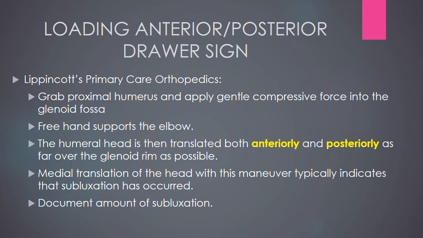Now, with this maneuver, with anterior instability, as the doctor applies an anteriorly directed force, the head of the humerus will sublux medially in relation to the glenoid fossa. And this is indicative of subluxation of the head of the humerus and anterior glenohumeral joint instability.